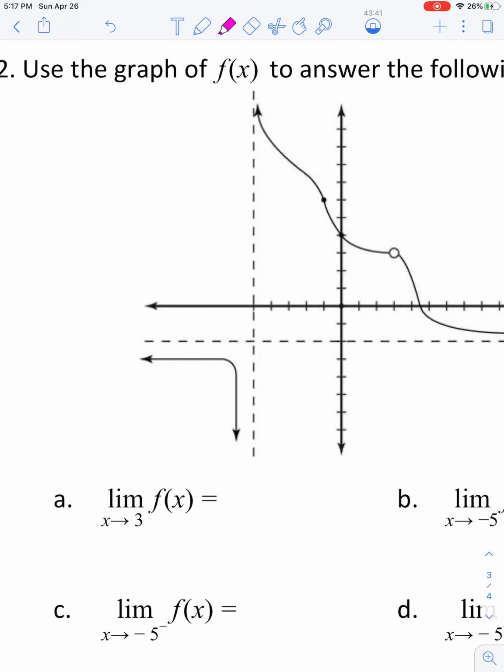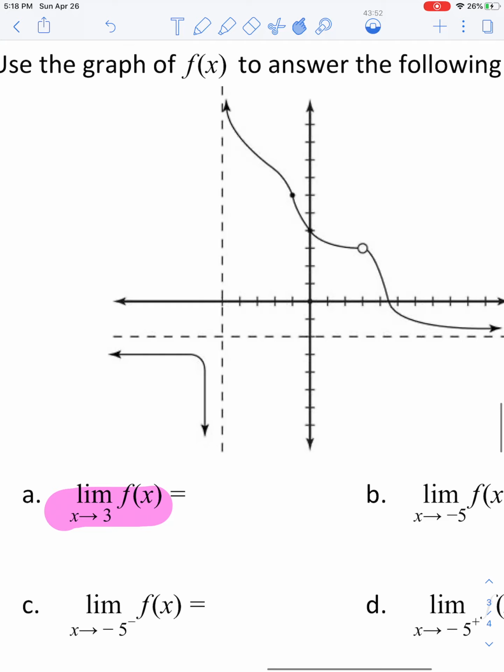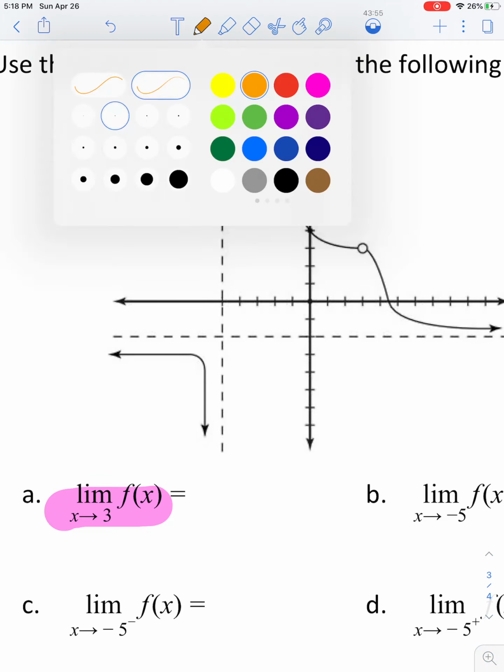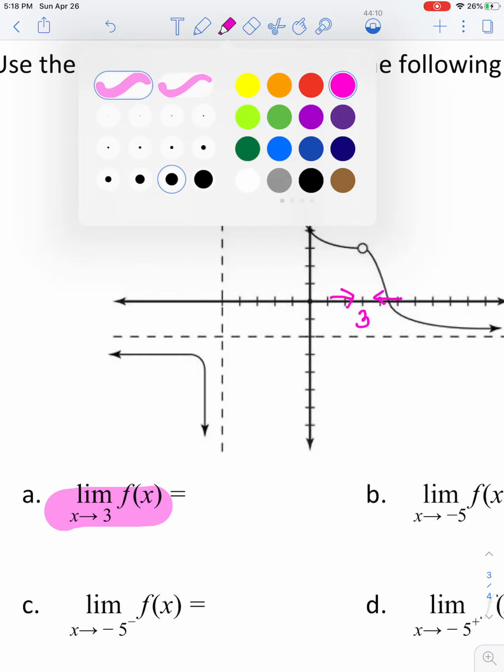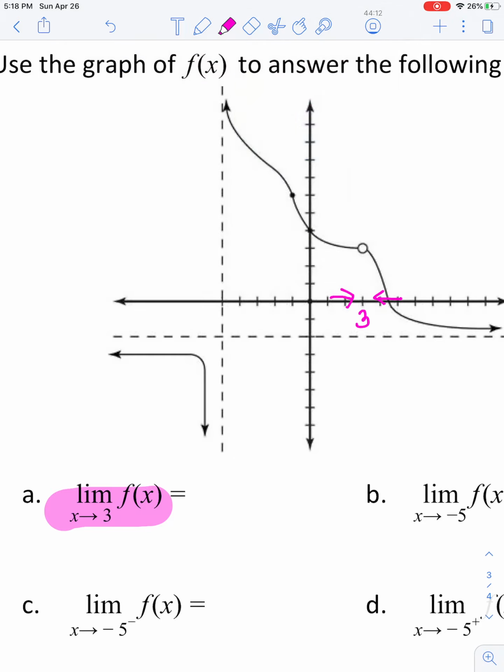So part A is asking for the limit as x approaches 3 of f of x. So notice that doesn't say from the left or from the right, so we have to consider both. So we're going to go ahead and identify where x equals 3 is on our graph. Okay, so it looks like it's right here. And we want to look for on our graph what is the behavior as we approach x from the left and from the right. So again, we need to trace that out on our graph.